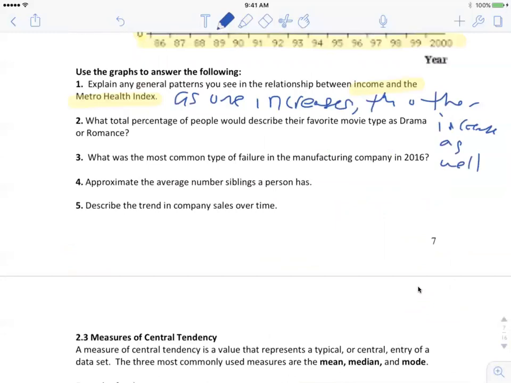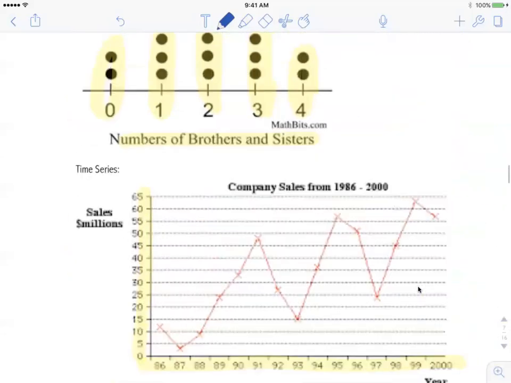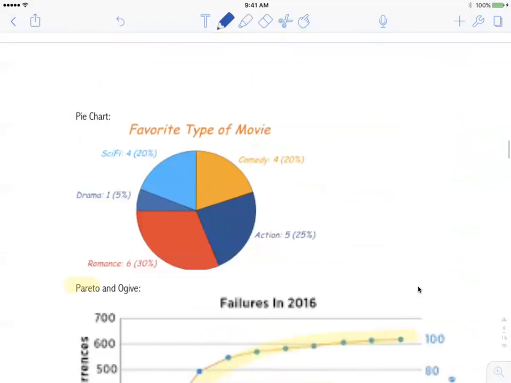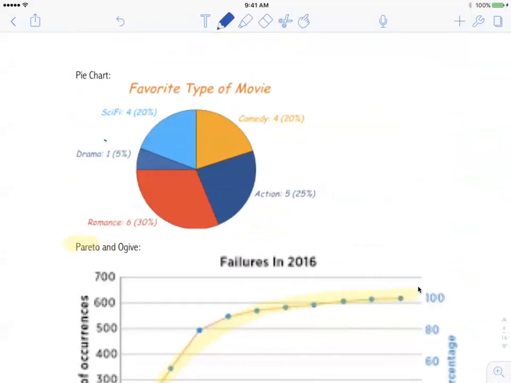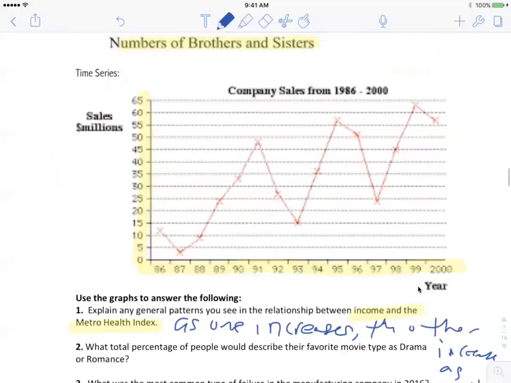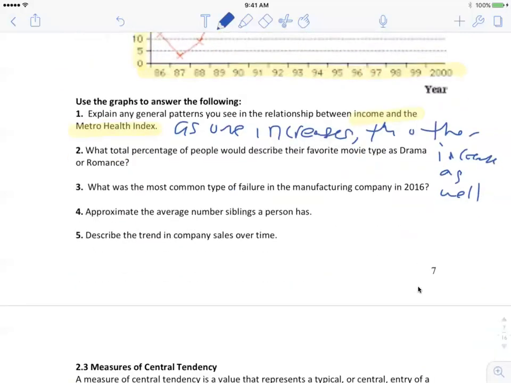What total percent of people would describe their favorite movie type as drama or romance? All right, that's the pie chart. Drama or romance? Looks like a total of 30 plus 5, 35%. Okay, so that would be the answer to that one. Pretty straightforward. 35%. Think about a pie chart. Make sure it adds up to 100%. Right, all those pie pieces should add up to a total of 100.